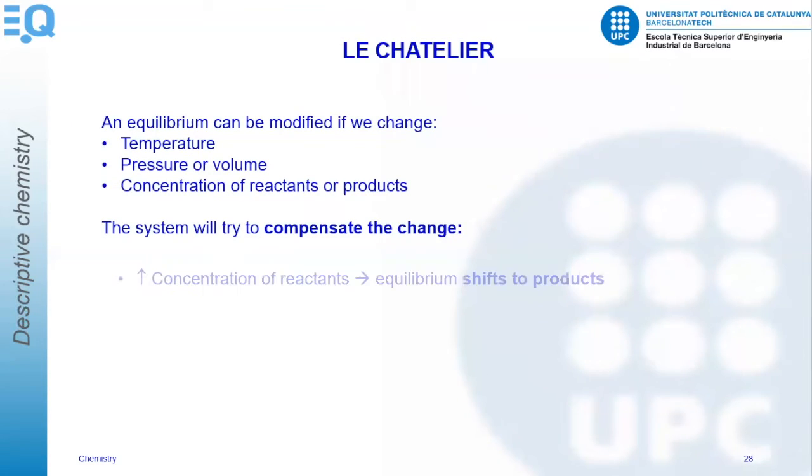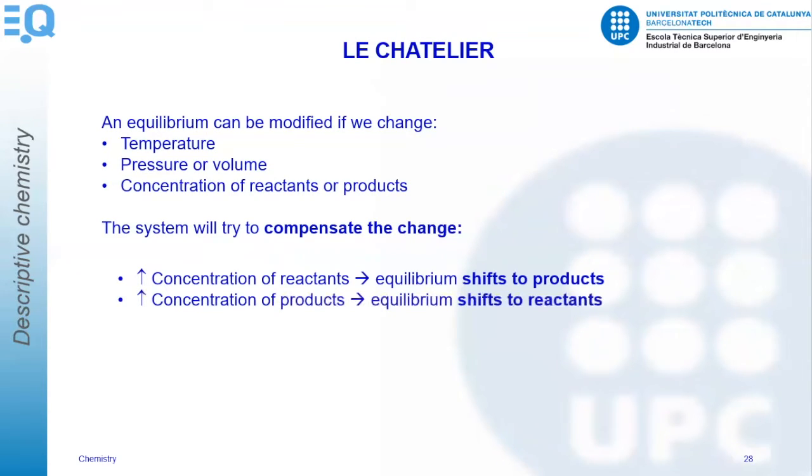If we increase the concentration of reactants, for example, the equilibrium will shift to products to use up the new substance. This is the same that would happen if we lowered the concentration of products. If we did the opposite and we increased the concentration of products, equilibrium would shift to the other side.